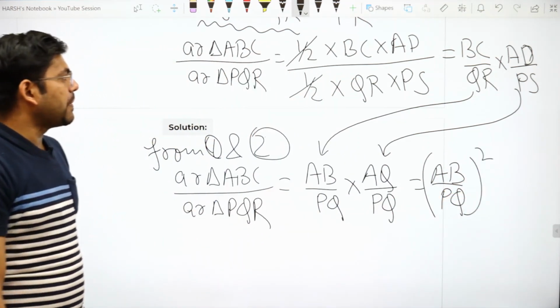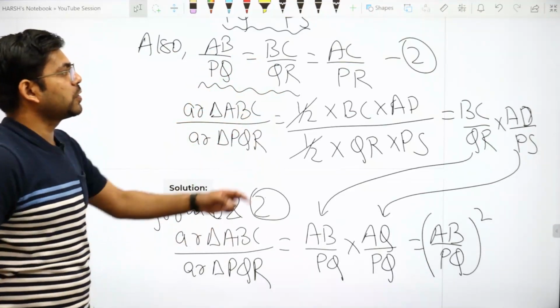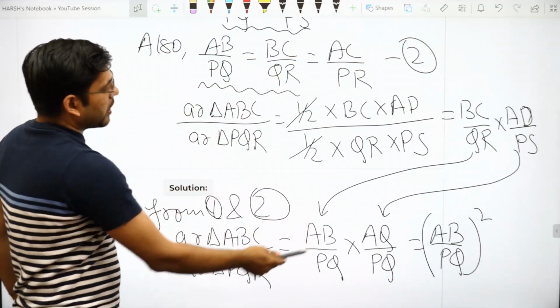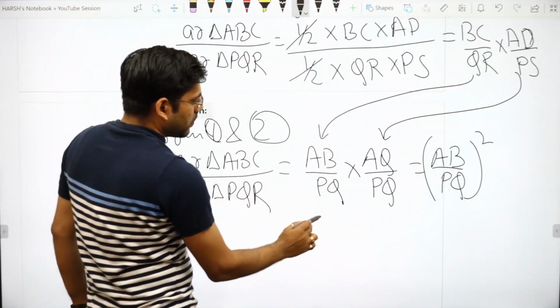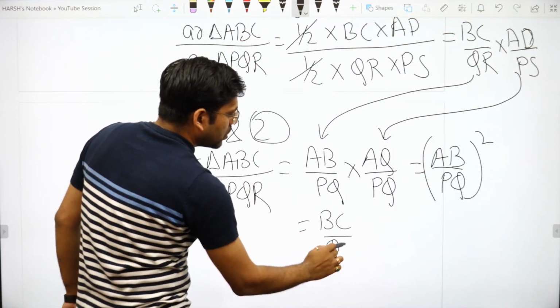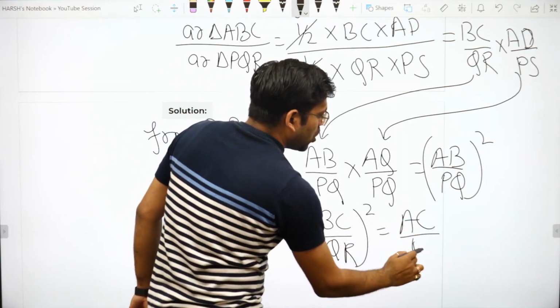And since you have already seen that AB by PQ is equal to BC by QR is equal to AC by PR, you can write there that AB by PQ whole square is also equal to BC by QR whole square, and that is also equal to AC by PR whole square.